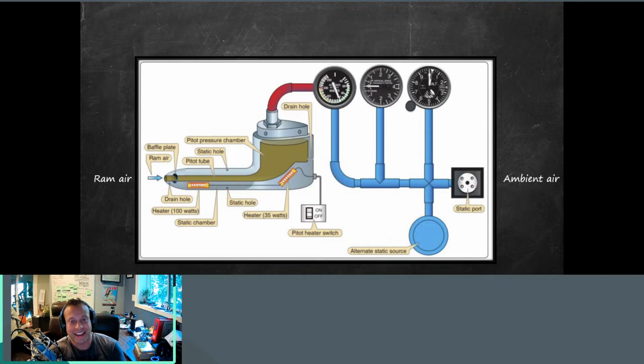There's the airspeed indicator, vertical speed indicator, and the altimeter, and again, they operate on the principles of air pressure. Now, all three instruments take ambient air from the static port and give you an indication based on air pressure. The airspeed indicator takes ram air and compares it to the static air, the ambient air around the aircraft, and it gives you an indication of how fast you're moving through the air.